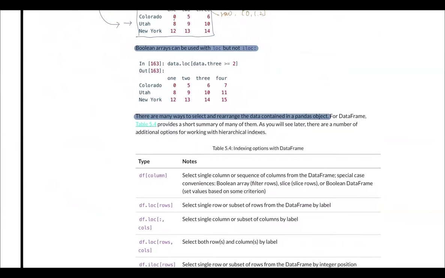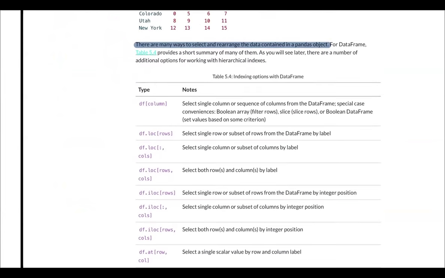Same thing. So here, data three is more than or equal to two. You can also have this 3D. These two are going to be the same one. Okay. So these are the many ways you can select.